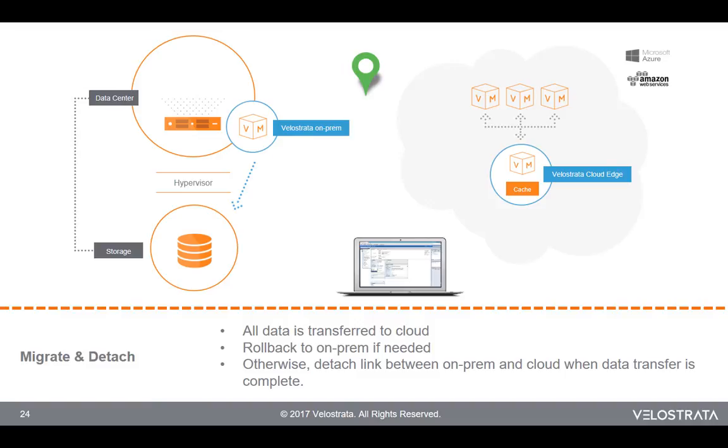Once your data has finished migrating, you can still choose to roll back to on-prem if needed. Or you can decide to detach entirely from on-prem. Detaching will stop the cloud instance from synchronizing data back on-prem, and your workload then becomes completely cloud-only. Once this takes place, IT can then reallocate the on-prem storage, which was previously being used, to other VMs, or decommission it entirely.